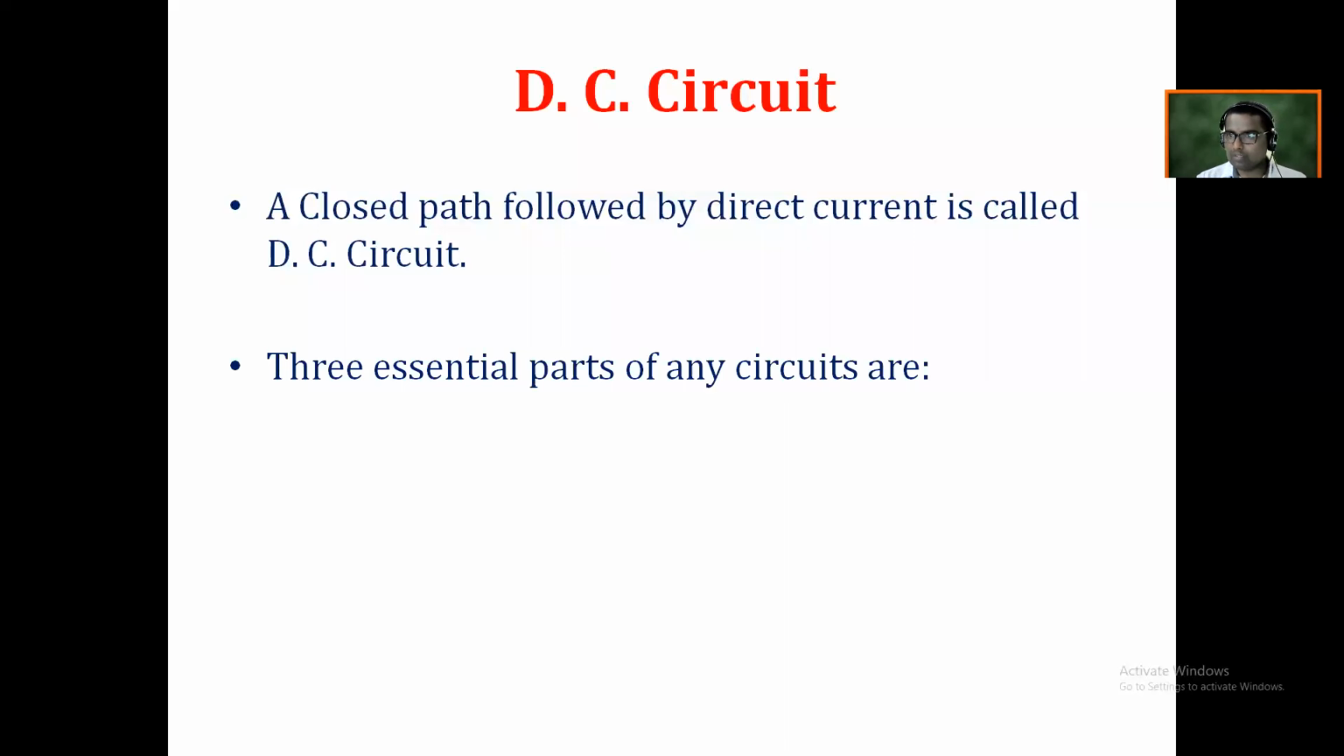So in the DC circuit, there are three essential parts. One is the energy source. Can anybody tell me why that energy source is required? Why is that energy source required? It creates the potential difference. Absolutely correct. Let me repeat once again.